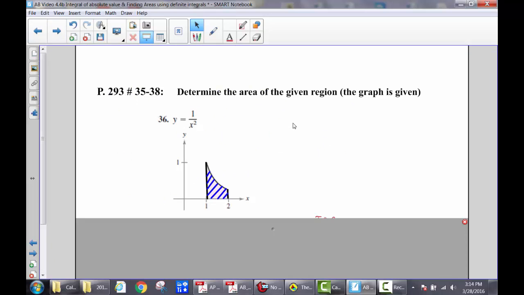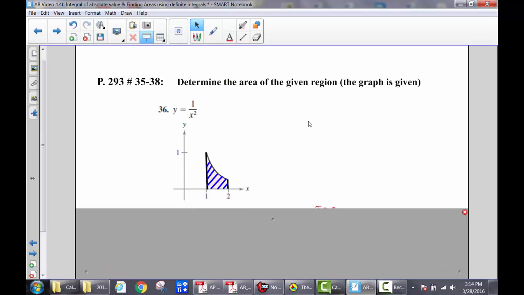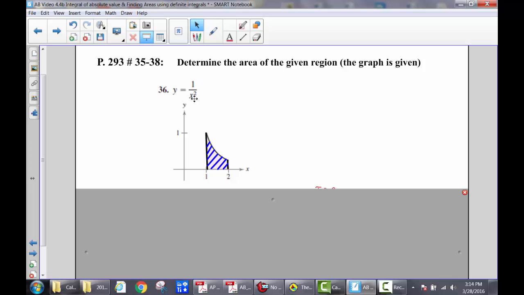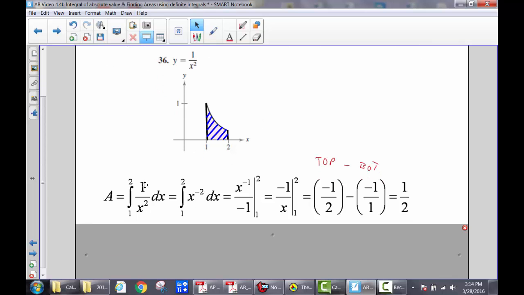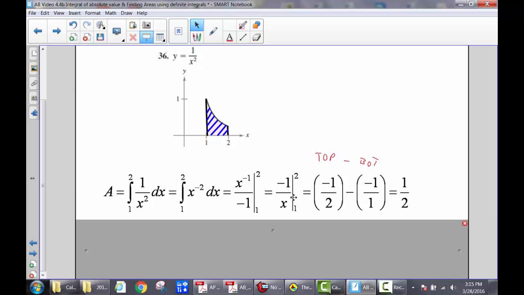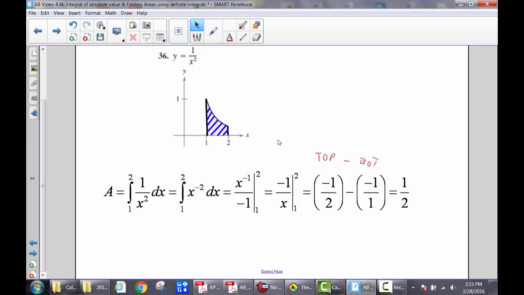Okay, area, back to area. Determine the area of the given region. This time the graph is given. They tell you the function. You can visually see left border x equals 1, right border x equals 2, bottom border the x-axis, top border the function, and you actually set up the integral from 1 to 2 of 1 over x squared dx. That's x to the -2, integrated to get x to the -1 over -1, which is -1 over x. And now plug in the 2, minus plug in the 1, always top minus bottom, and you'll get a half.